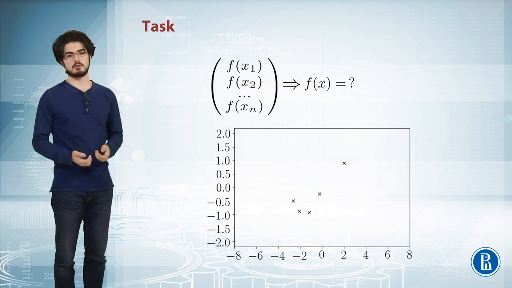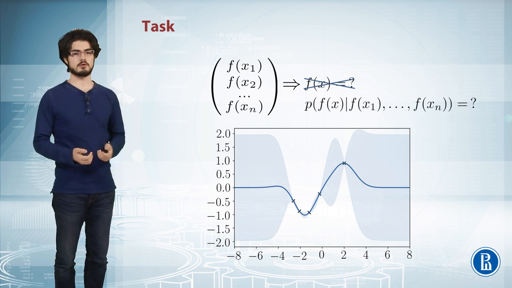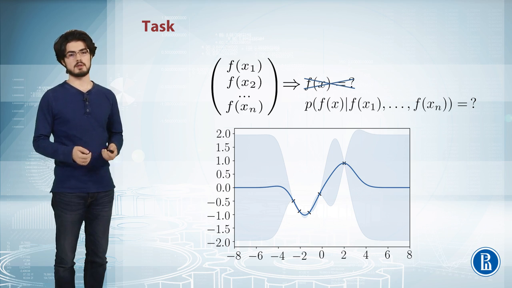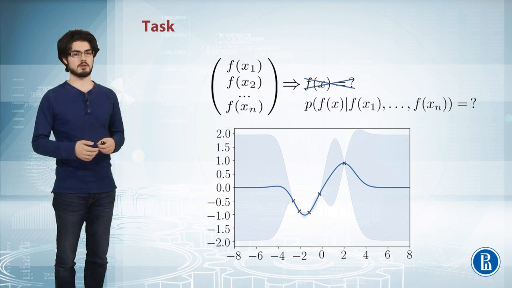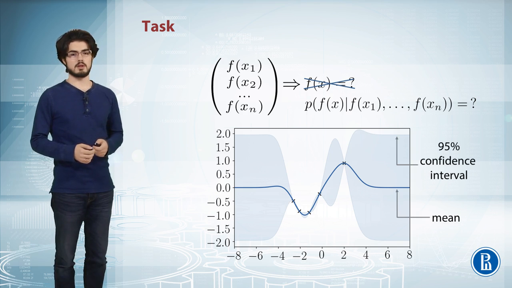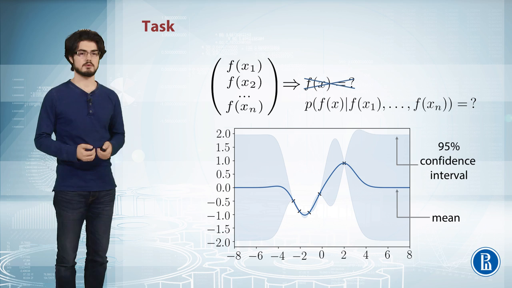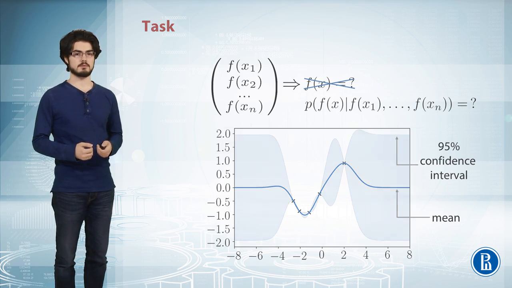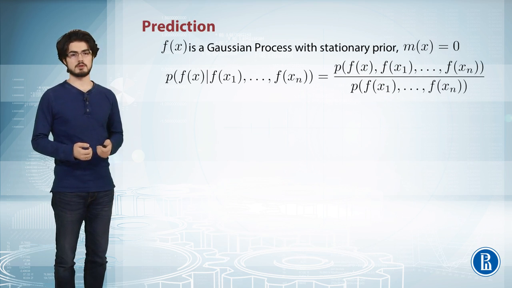For Gaussian process, we'll go in a bit different direction. That is, we'll try to predict the full posterior over the f of x given all our data points. So we'd like to estimate the probability of f of x, the prediction at a new point, given all previous points. This will allow us to compute the mean, for example, and also to compute the confidence intervals at each point. This will allow us to estimate the uncertainty of our predictions. So how do we predict this?